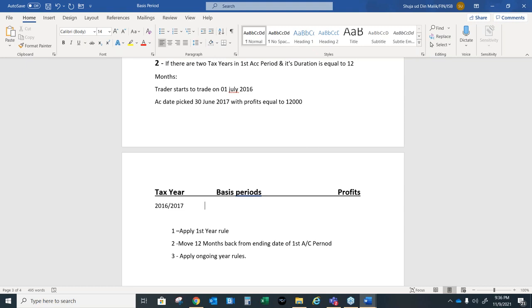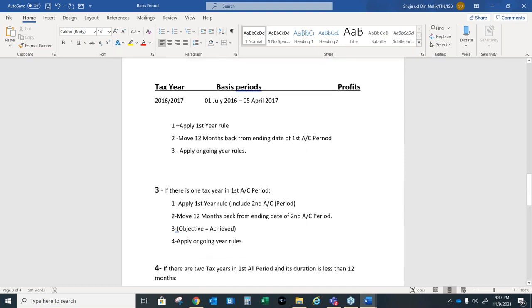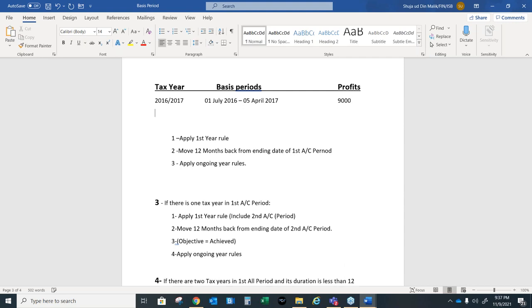And what is the first year rule as explained by Fawad? It is 1st July 2016 till 5th April 2017. Ravi, I would encourage you to tell me the profits involved in this case. The profits for 12 months were 12,000. Here we are taking again 9 months. So 9,000 will be the profit.